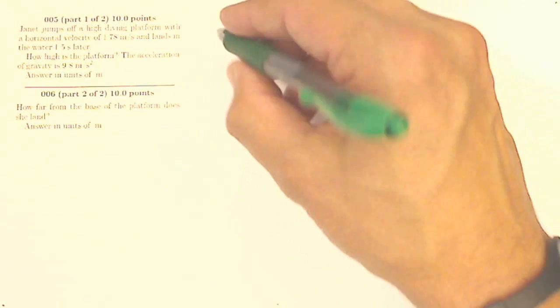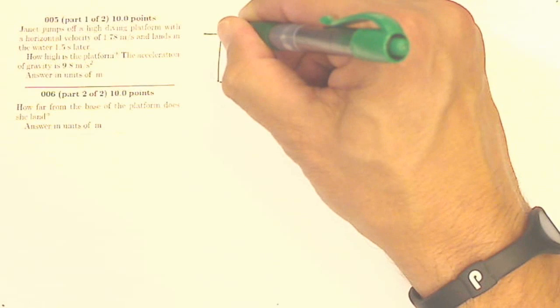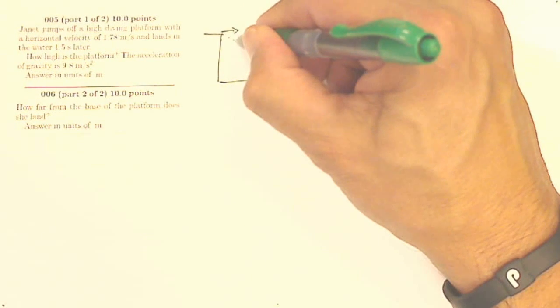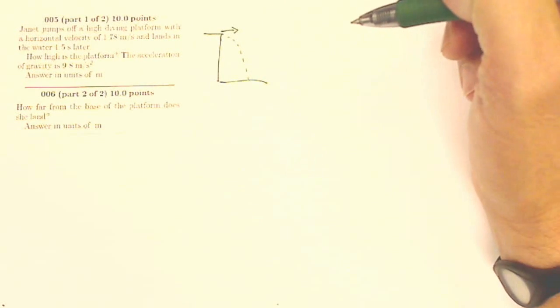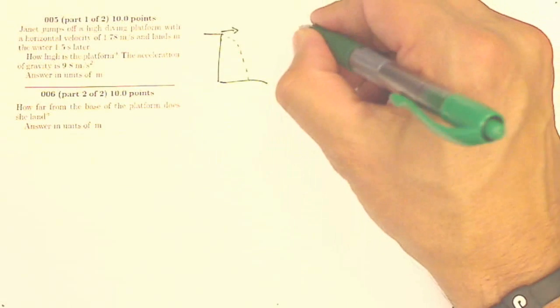So let's start with a picture. So here's my high diving platform. I know Janet is jumping in this direction with a horizontal velocity to begin with, and she's going to fall down and land in the water. So what do I know? She jumps off with a horizontal velocity of 1.78 meters per second.